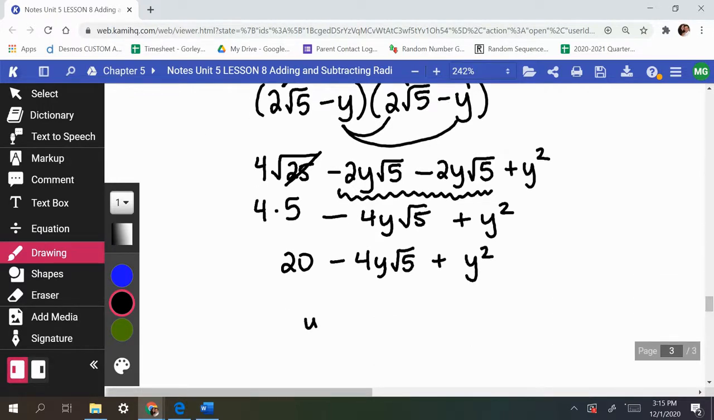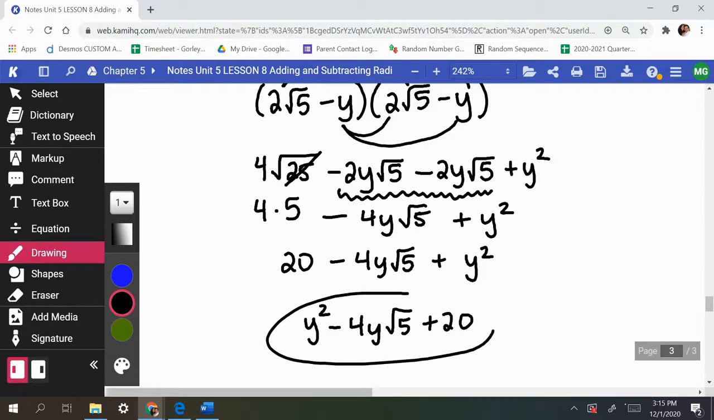It's fine to write it that way. If you want your higher power on the left, you can do that as well. So if you prefer to write it this way, that is fine as well. Okay.